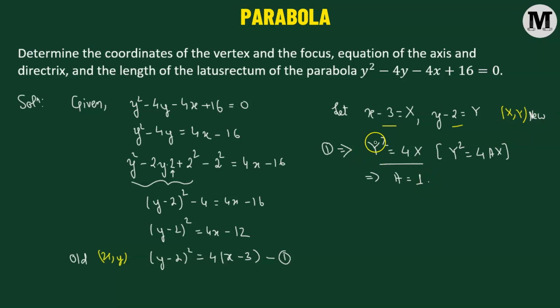We'll consider the graph of the standard form of the parabola y squared equals 4ax. From this graph, we'll consider a to be 1, and with a equal to 1, we can define the coordinates of the vertex, focus, the equation of the axis, directrix, and the length of the latus rectum. And once we have those values, we'll be using these two transformation formulas to revert back to the original coordinate system. So let us begin.